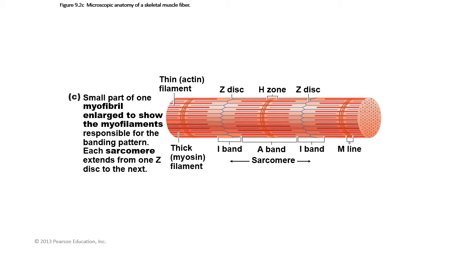The last term that you can see there is an M line. That is the middle of the H zone. It holds myosin in place. Let's look even closer.